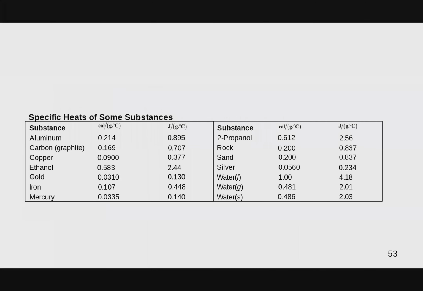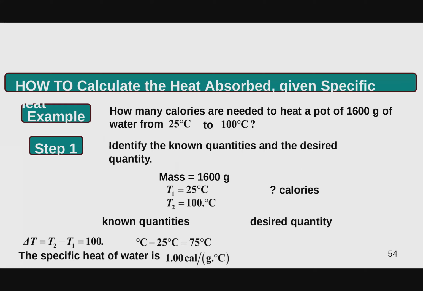So we can look at some specific heats: aluminum, carbon, copper, and so on, and then we look at water here at the end. Now, water, you'll notice, has the highest specific heat in this entire table at 1 calorie per gram centigrade. Something else that has a high specific heat is propanol. But what this tells us is that because water has a higher specific heat, it requires more energy to change its temperature than it does for propanol or aluminum or copper and so on. So it's an important thing.